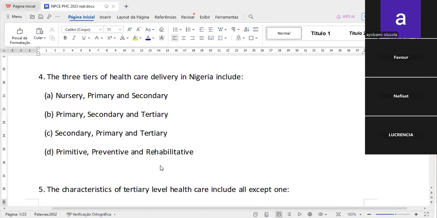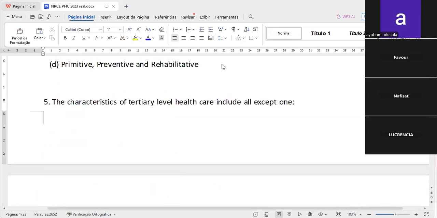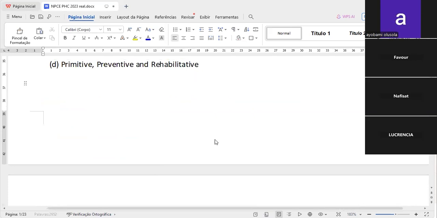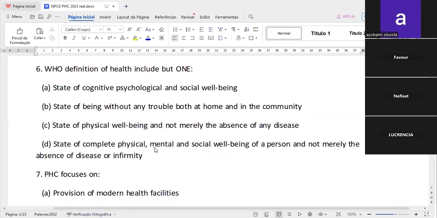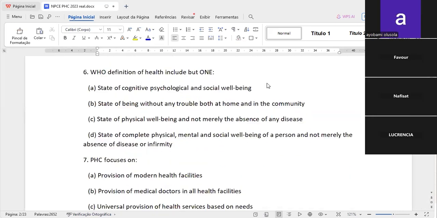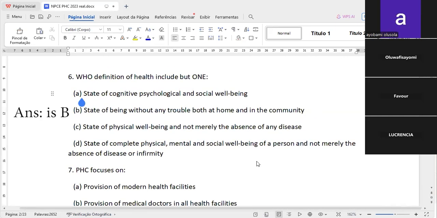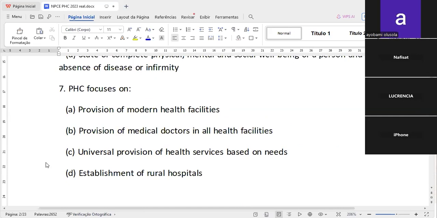The characteristics of tertiary healthcare include all except one: close to the grassroots. WHO definition of health include but one. Okay, correct. B. PHC focuses on, the answer is C, universal provision of health services based on needs.